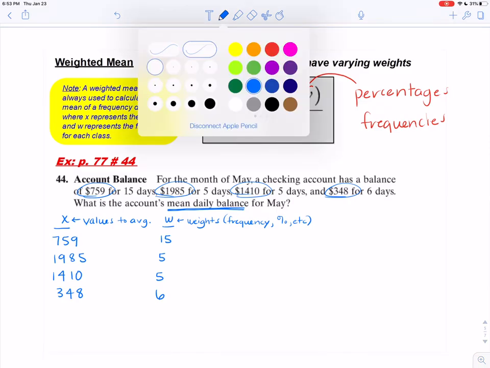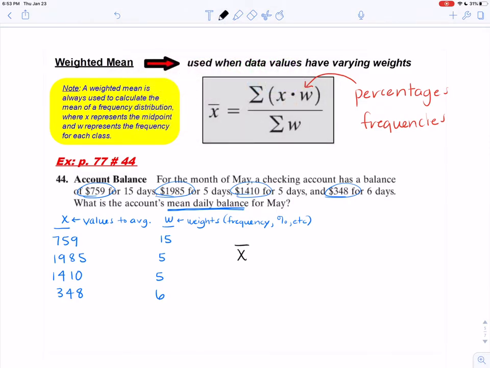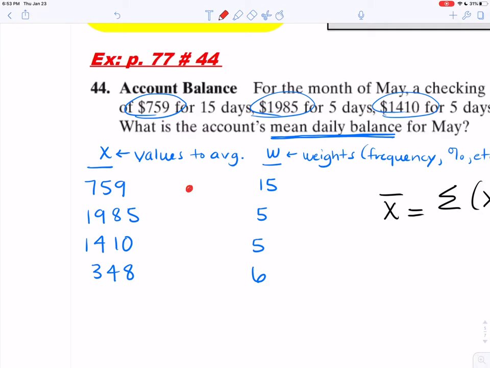So when I go to calculate my weighted mean, you see my formula up here. It says take the sum of the data values multiplied by their weights. So what that means is I want to come over here and take each value and multiply it times its weight. And then I want to add those values up. All right, so let's go ahead and do that for each one. If I take 759, multiply by its weight, I'm looking at 11,385.